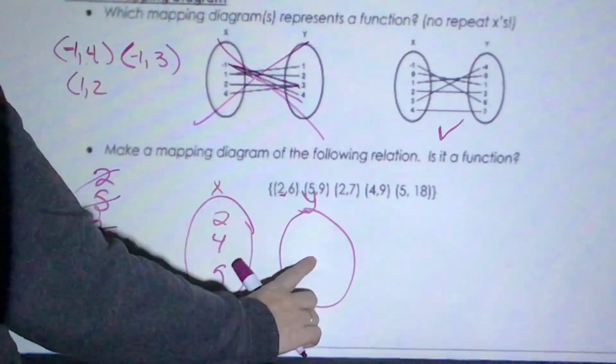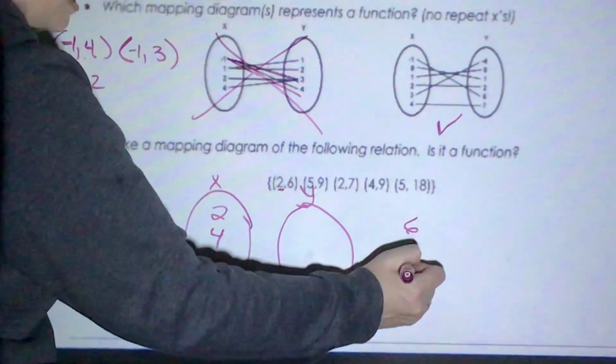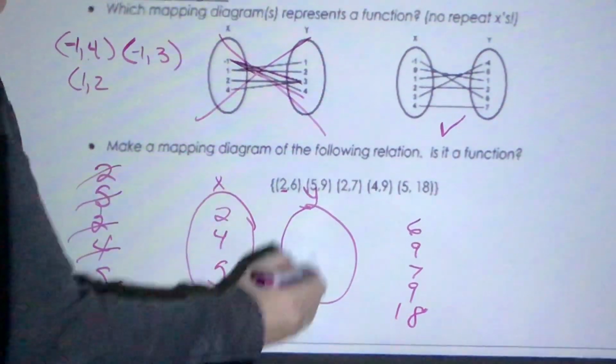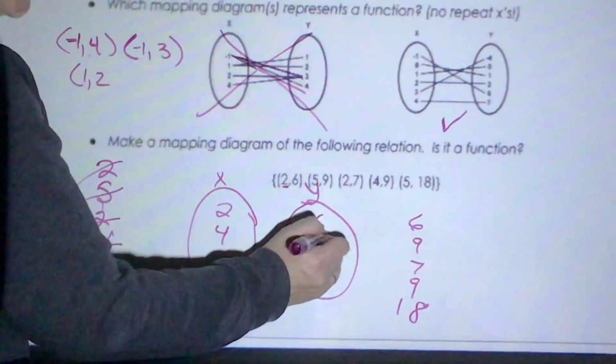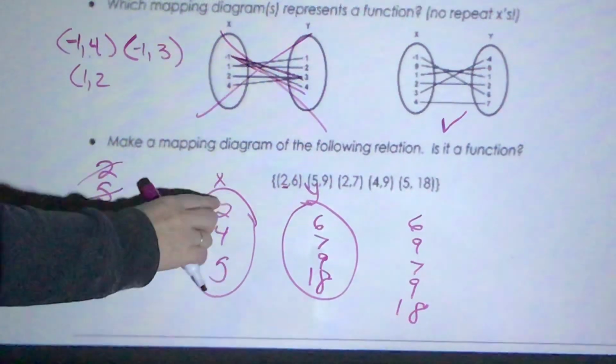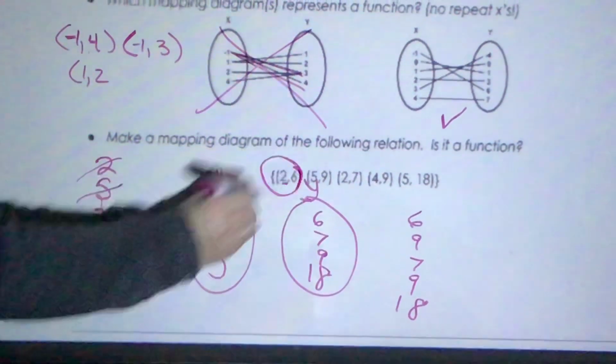Over here, I'm going to use my second oval for my y numbers. We have a 6, a 9, a 7, a 9, and an 18. Again, I'm going to put them in numerical order, so I'm going to write 6, 7, 9, 18. Now to draw my lines, I'm going to look at each ordered pair and connect those 2 numbers.